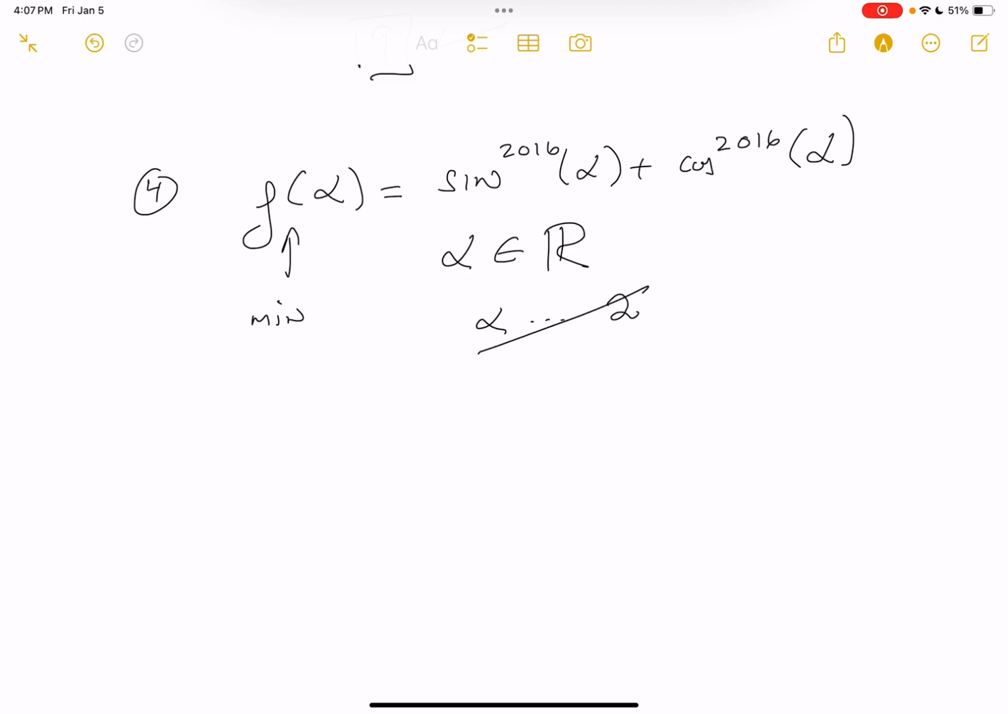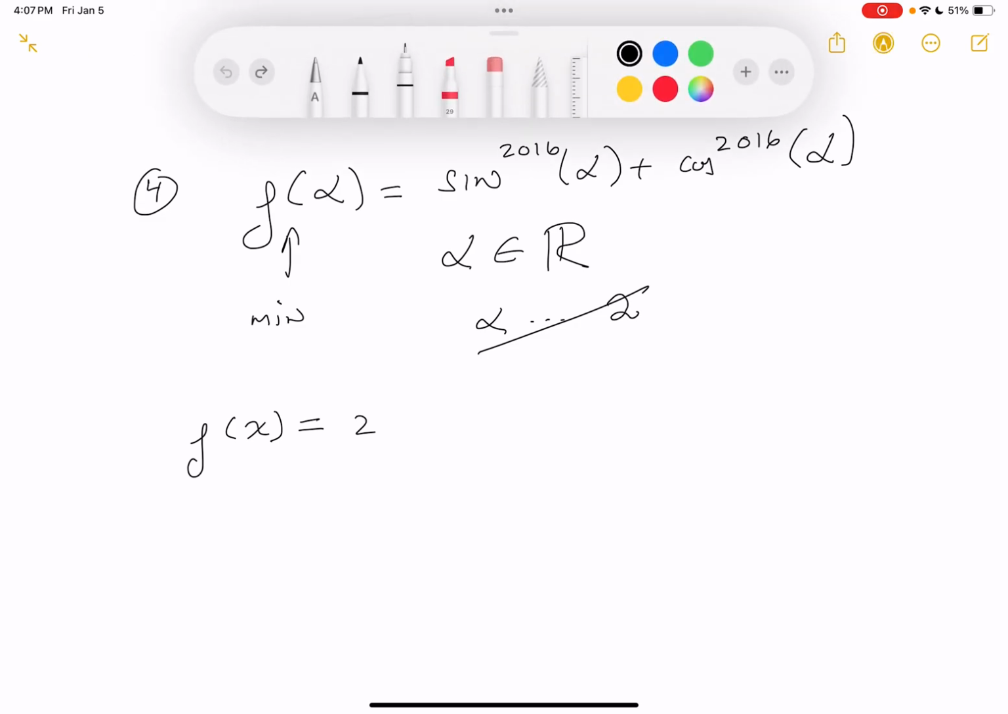So what I want to do is maybe rewrite it so it's a little easier for me. And I do like to use the letter x. So let's write this down: sine 2016 x. By the way, when I'm typing, I don't mind using the alpha. When I'm writing on a piece of paper, I'd like to use the x instead. Plus the cosine of 2016 x.